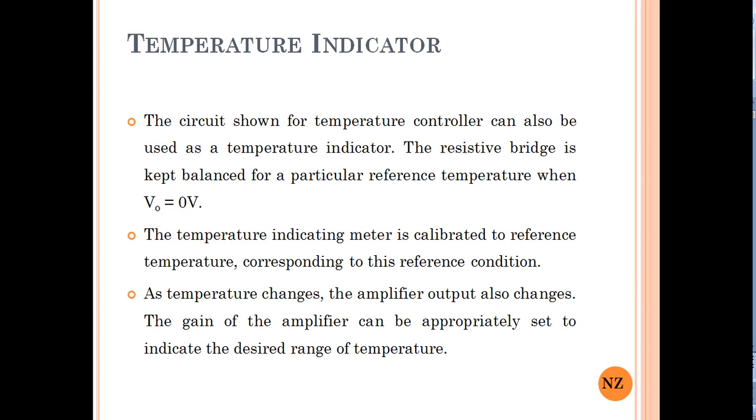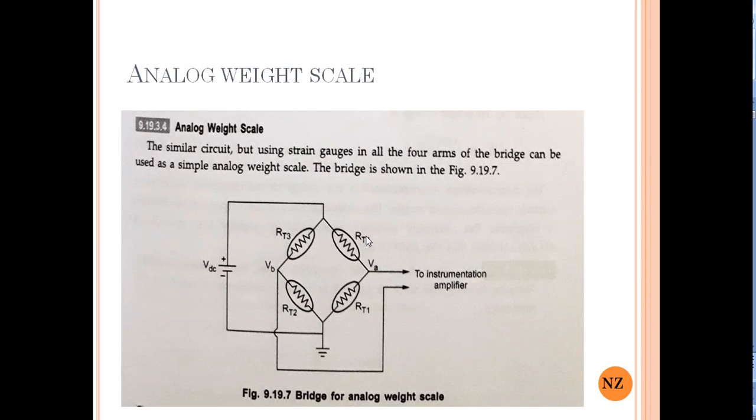Now if there is any change in the temperature, what happens? The output of the amplifier also changes, and that particular change will drive the meter which is connected to the output of the amplifier. So now it will show the changes in the temperature. So this is about temperature indicator.